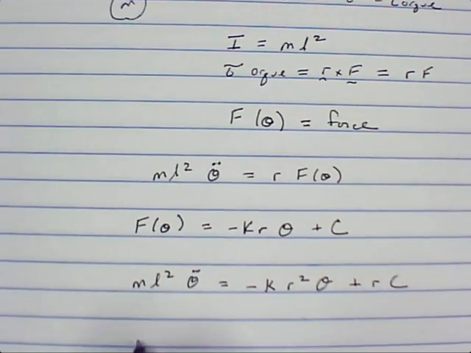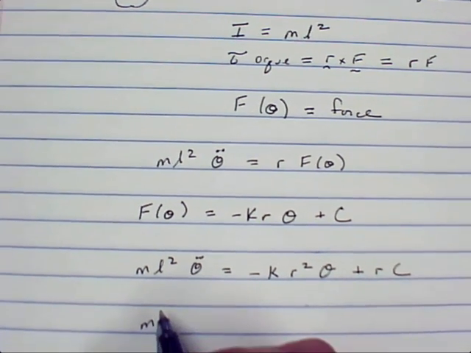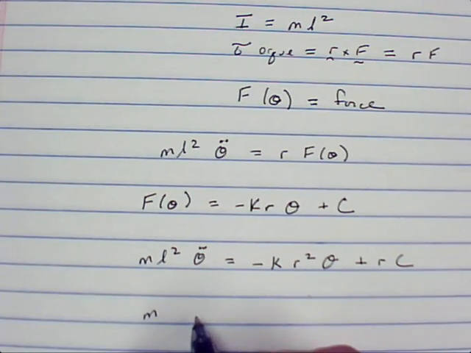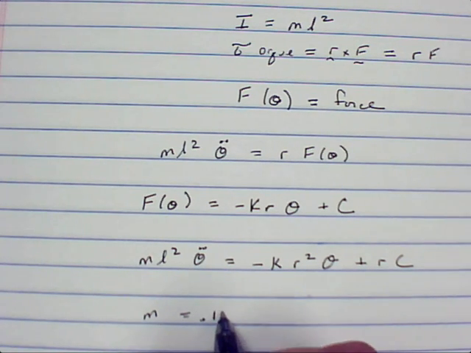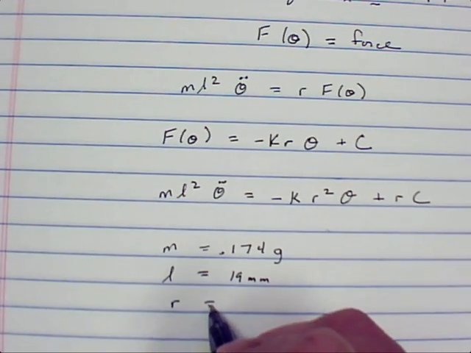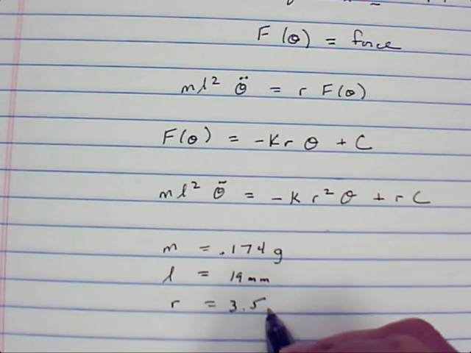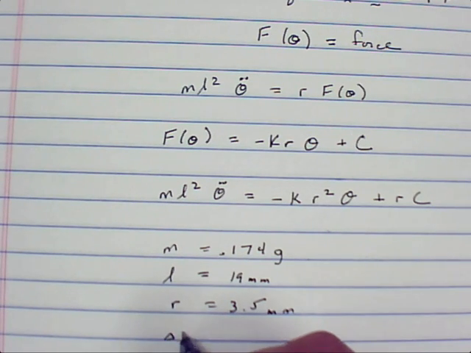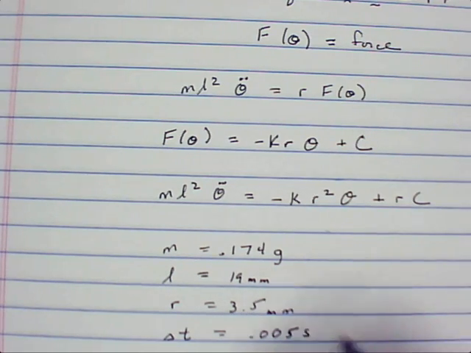And then I gave you that the mass, I just took the shutter and weighed it. I got the mass to be 0.174 grams. I got L to be 19 millimeters, R to be 3.5 millimeters, and we're going to make a delta T to be 0.005 seconds.